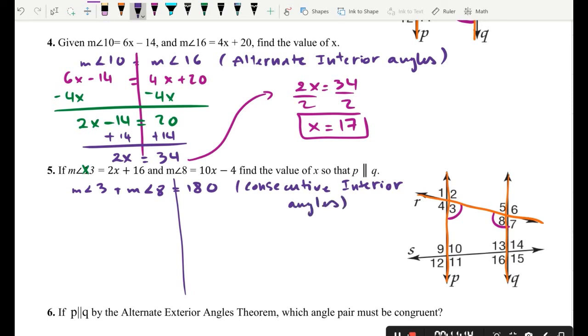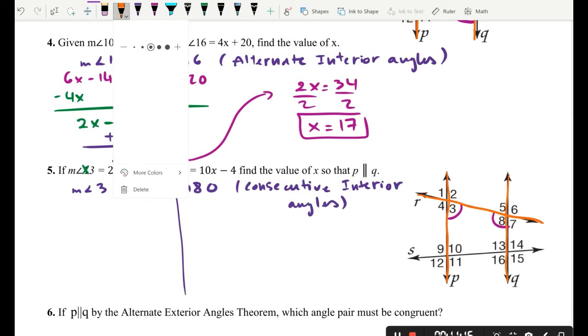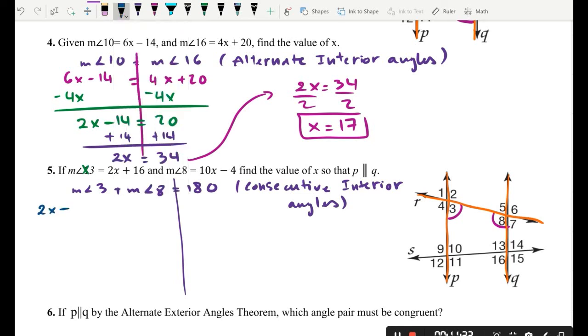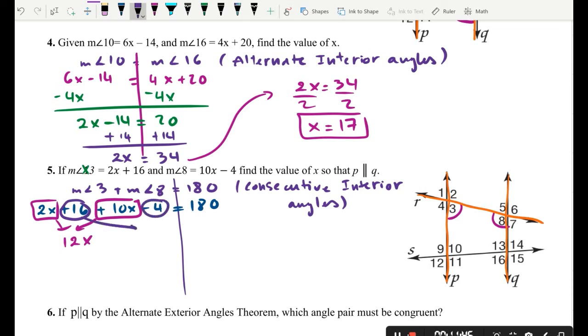Alright, so now we go ahead, plug in the numbers and solve for x. 2x plus 16 plus 10x minus 4 equals 180. Okay, so what we're gonna do is combine like terms. 2x plus 10x is gonna be 12x. 16 minus 4 gives me 12, equals 180, and again it's positive 12.